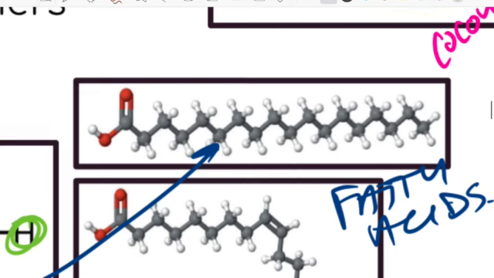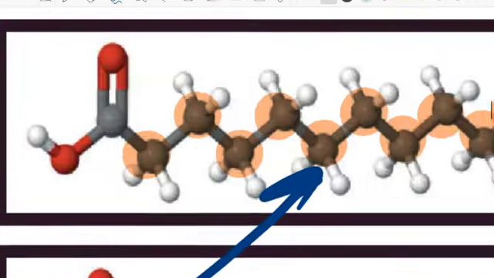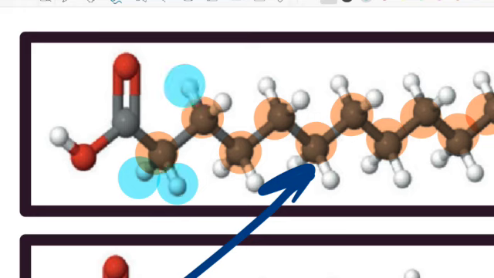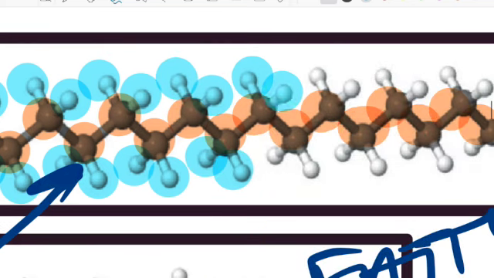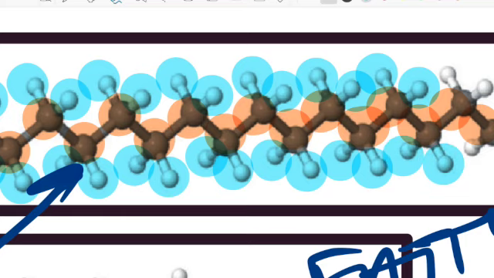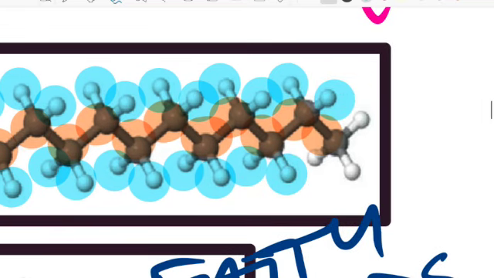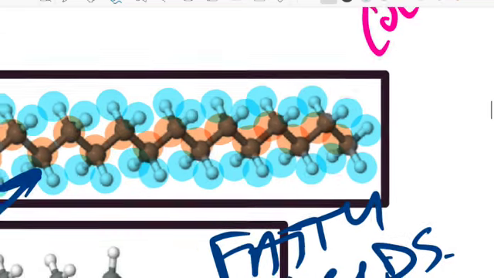So here, these are the carbons. And then we've got lots of hydrogens as well. Look at all the hydrogens here: 1, 2, 3, and so on up to 24. So there's lots of hydrogens and carbons here. They're mostly carbon and hydrogen.